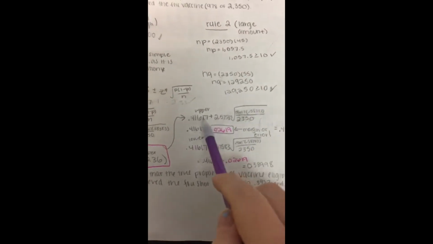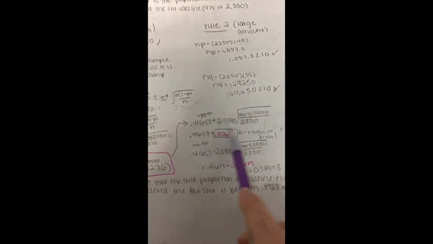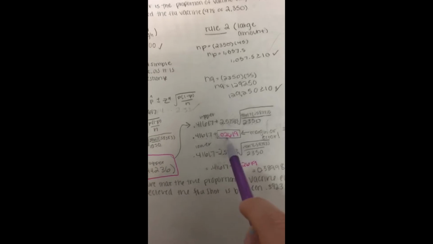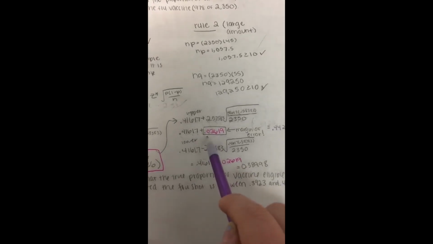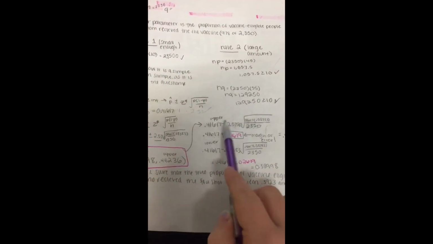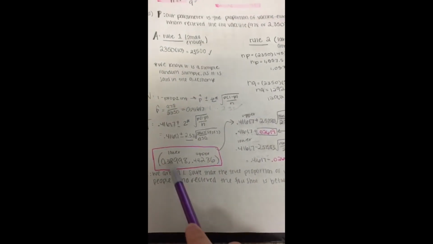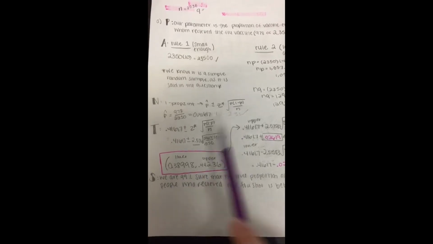While you're plugging things in, you keep this p-hat value, but this z star value times the square root of p times 1 minus p over n is going to be your margin of error right here. I solved that here, and this is one extension that you can make: the margin of error is going to be 0.02619. When it's plus or minus, using plus gives your upper bound, and using minus gives your lower bound. So your lower bound is going to be 0.38998 and your upper bound is going to be 0.44236.